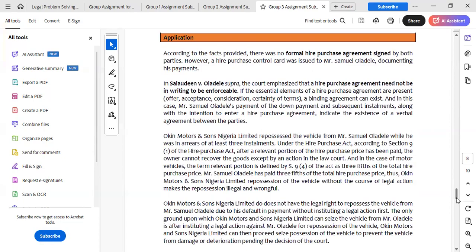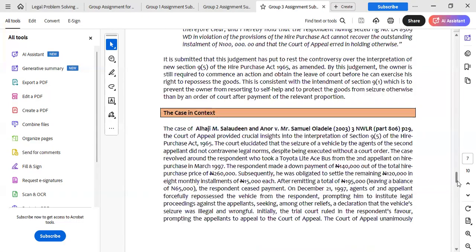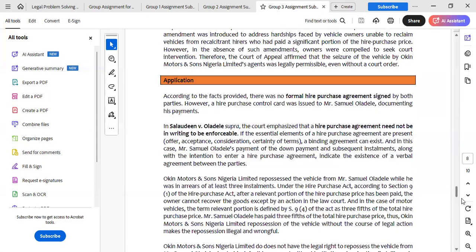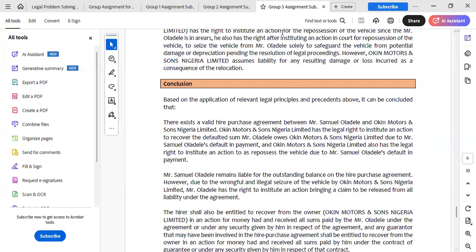It was more like a very different type of case study. So it had one major issue that they had to try. With that, you see that they had to look into the case context itself, and they had to go into the application and go into the conclusion. I want us to go into the final part of it, which we are going to share. And this is looking at group 4.